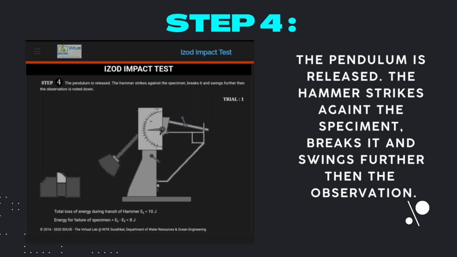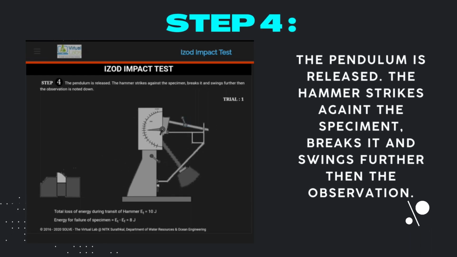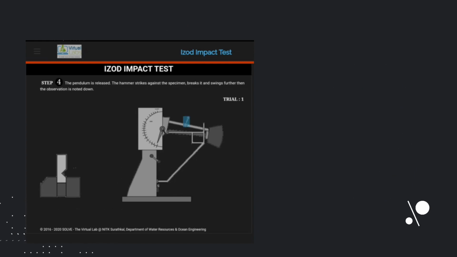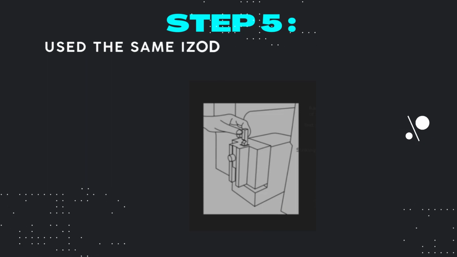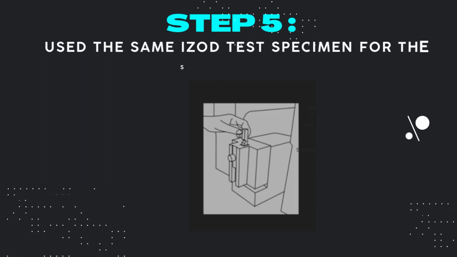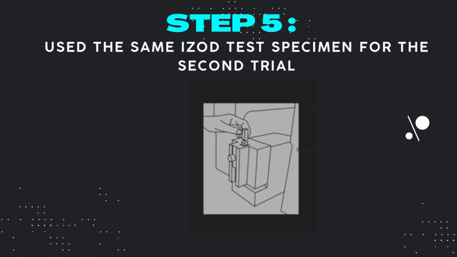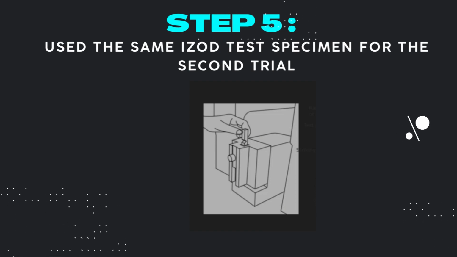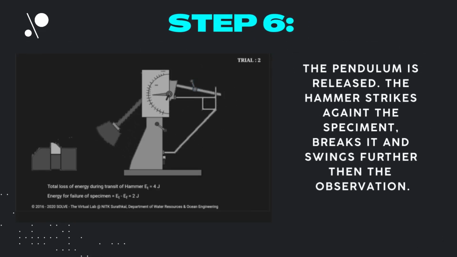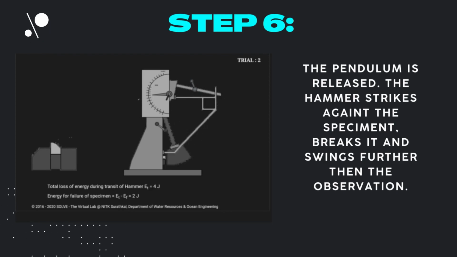After that, the pendulum is released. The hammer will strike against the specimen and it will break. Next, for the second trial, we use the same type of test specimen, which is cast iron. Then we put the test specimen in position. After that, the pendulum is released. The hammer will strike against the specimen and the specimen will break.